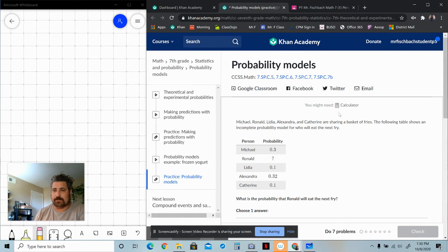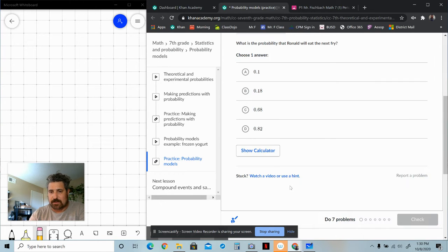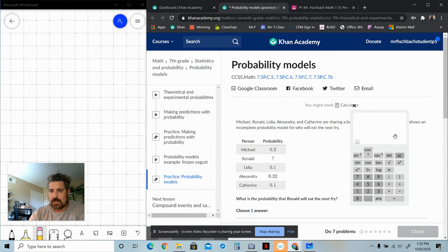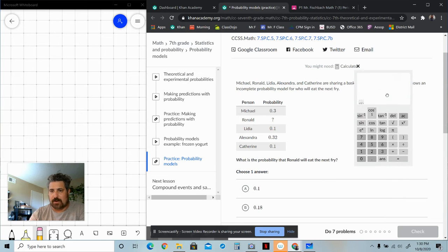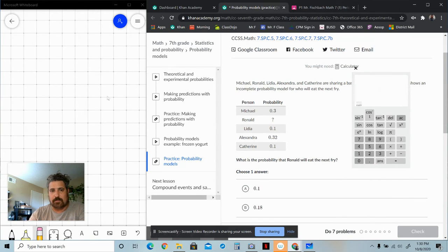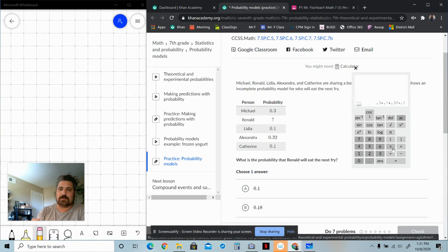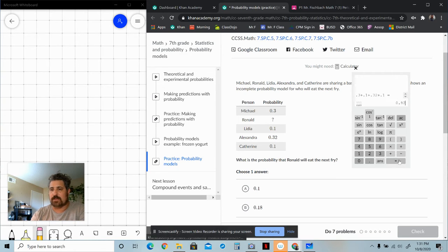You might need a calculator. There's our calculator, let me bring that up here. You can just do it right here on the calculator. I don't really need the whiteboard space for this one. So you just go 0.3 plus 0.1, plus 0.32, plus 0.1. This is the sum of all the other members, Michael, Lydia, Alexandra, and Catherine, the other people who are sharing this basket of fries. This is the sum of all their chances. So the chance of them eating the fry is what?